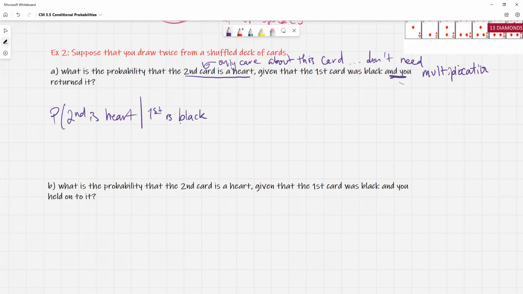Okay, but the thing you have to pay attention to here is that we returned it. Okay, so if I put it back, my total is still out of 52 cards. I didn't take anything away. So that actually didn't really do anything. The chances of this happening is still the same as just getting a heart on the first turn. So 13 hearts out of 52. And so this is because the first card was returned.